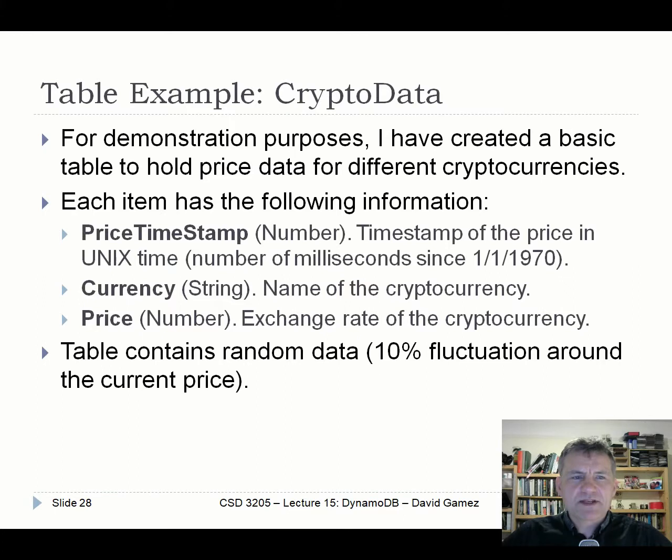Okay, so for demonstration purposes, I created a very basic table to hold the price data for different cryptocurrencies. And each of the items in the table has the following information. So we've got the price timestamp, which is just the number in Unix time. So most of you have probably come across Unix time. It's the number of milliseconds since 1/1/1970. Okay, it's a big number.